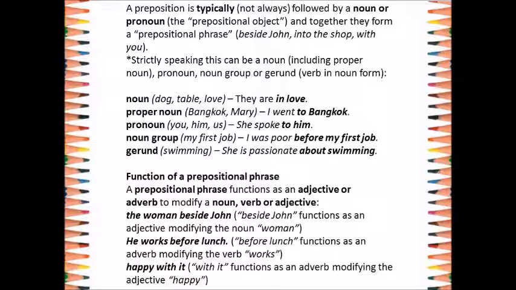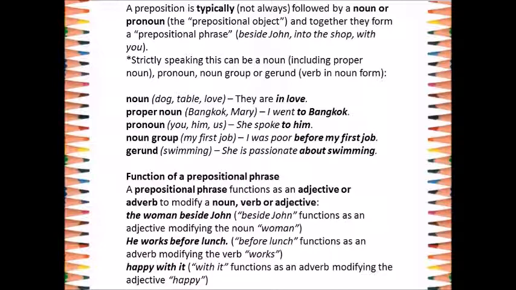Strictly speaking, this can be a noun including a proper noun, pronoun, noun group, or gerund, a verb in the noun form. So the nouns: pets, dog, the table, love, they are in love. Proper noun, Mary. I went to Bangkok. Pronoun, you, him, us. She spoke to him. Noun group, my first job. I was poor before my first job. Gerund, she is passionate about swimming.